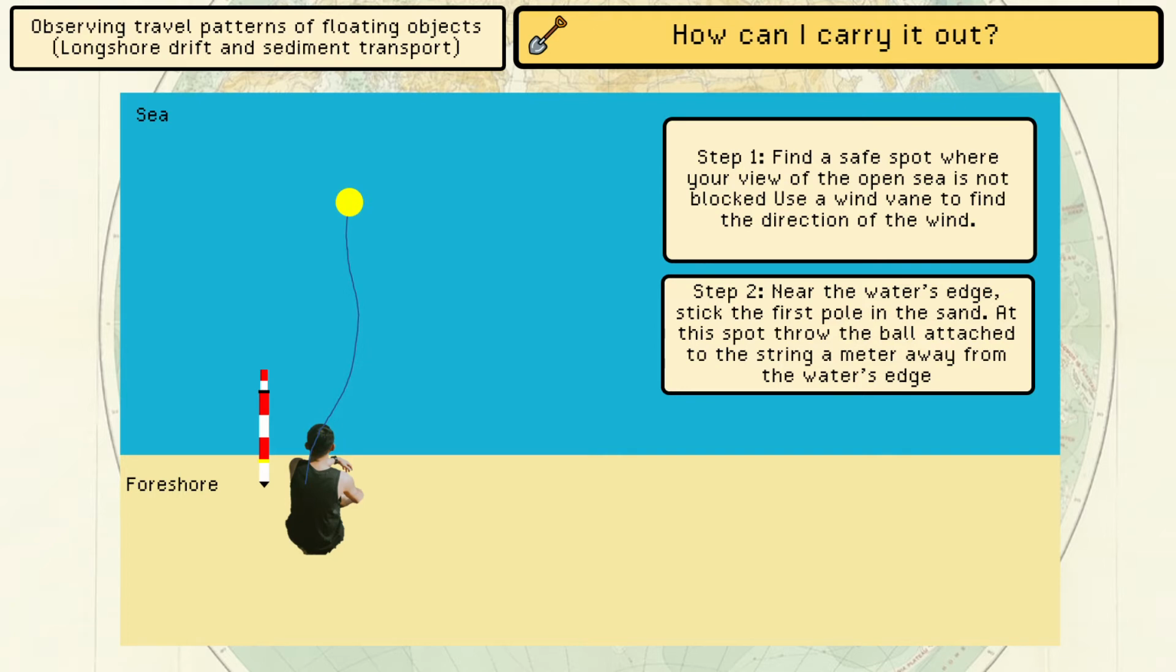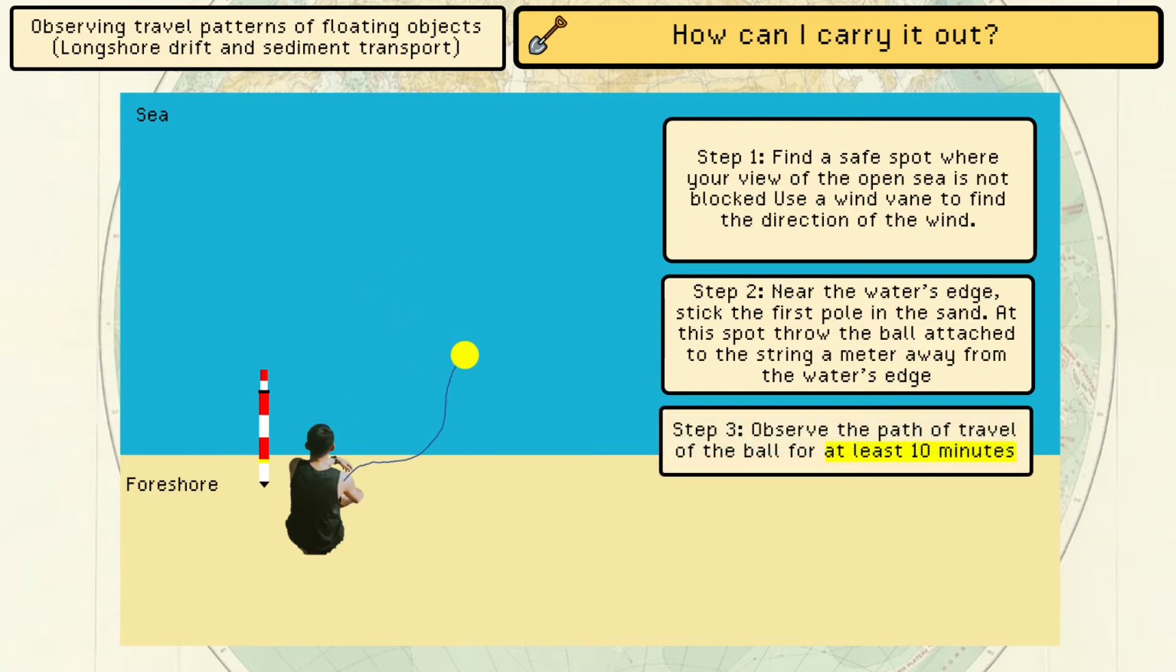Alright, so as you throw the ball and the ball is floating on the sea, what you will actually realize is that the ball is being moved from one location to another, right? So this is akin to what sediments actually experience as a result of this sediment transport process. So what you need to do is you need to observe the path of travel of the ball for at least 10 minutes. So it cannot be 5 minutes, cannot be 2 minutes, that's too short. I need at least 10 minutes for you to observe where the ball is going.